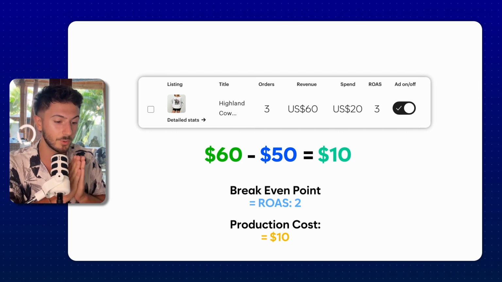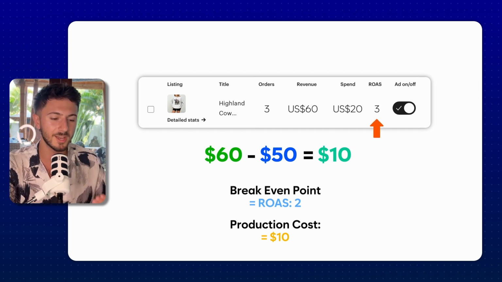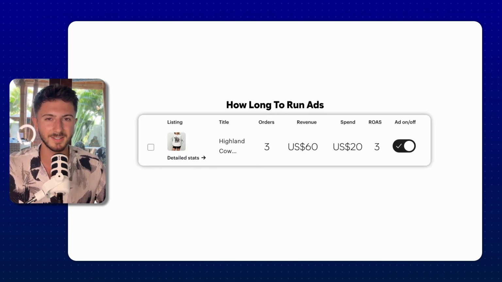So this means if we look at the dashboard and see a ROAS of 3 or above, we know that ad is a profitable ad for us. And so how long should we then run our ads before we start paying attention to the ROAS score to determine if our ad is actually profitable or not?